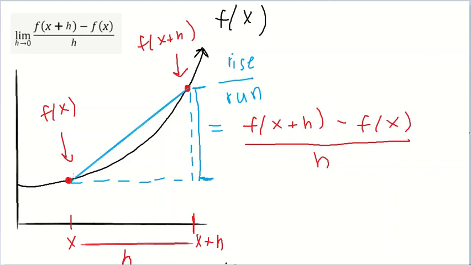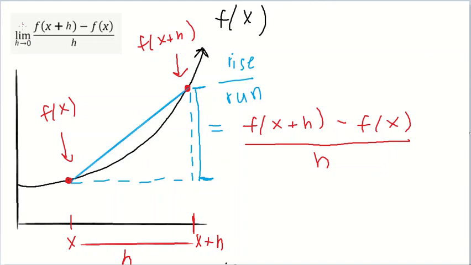And now what this blue line is called is a secant line. And a secant line is any line that intersects a function twice. So we can see that this blue line intersects my f of x twice. It intersects it down here and right there. So that is called a secant line.